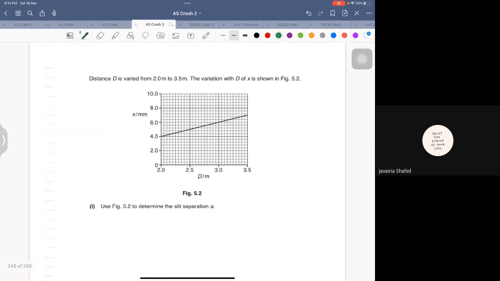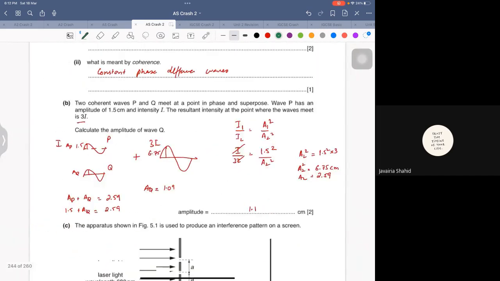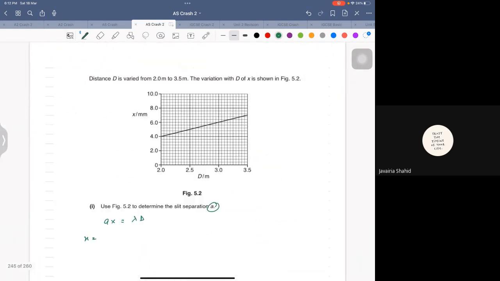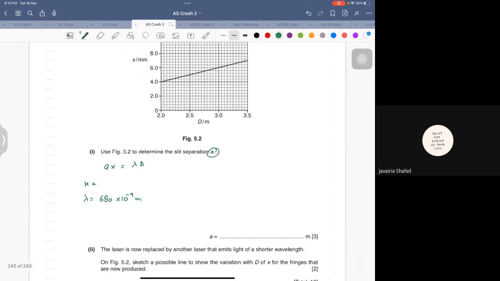It says use the figure 5.2 to determine the separation of slits A. We have this and we want this. So let's see what is x. I don't think x is given, but we have the wavelength 680 nano, so we're going to write the wavelength first. Nano is 10 raised to the power minus 9. Always convert it. And we also need to find x and we need D.